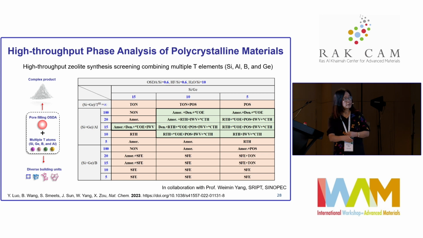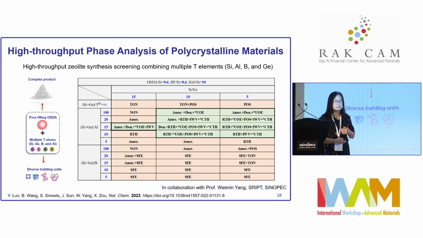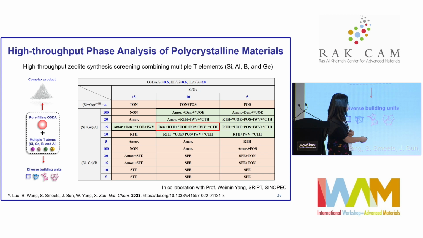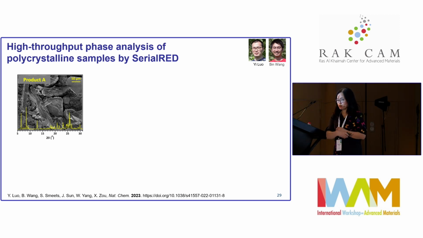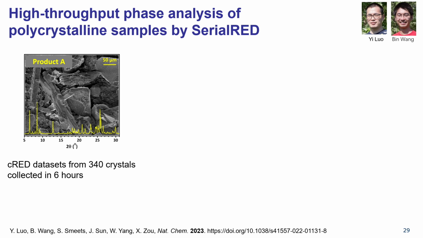Most of the samples can be studied using powder XRD, but this part of the samples here is too complex to be studied by X-ray diffraction. So in this case, we used rotation electron diffraction. I will just give you one example here. This is the most complex one. The samples, of course, are very, very small crystals with complicated diffraction patterns. And we collected data of 340 different crystals in 6 hours automatically.